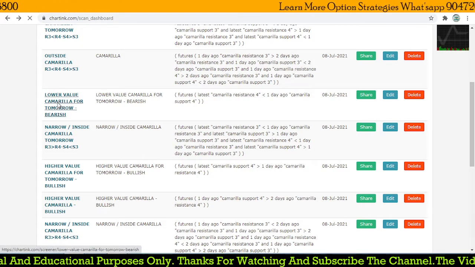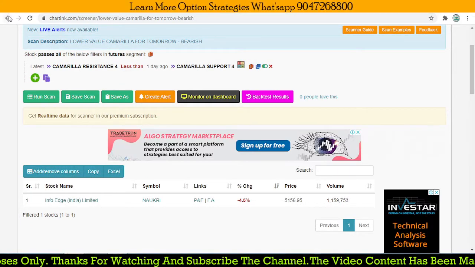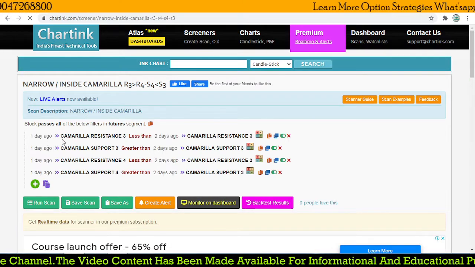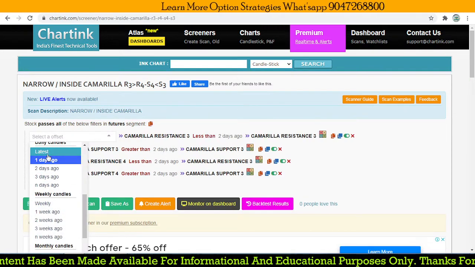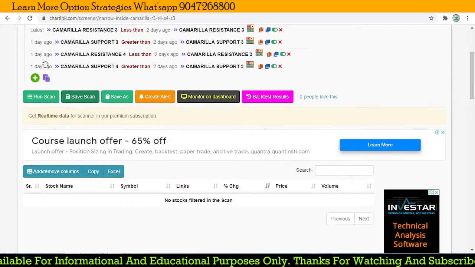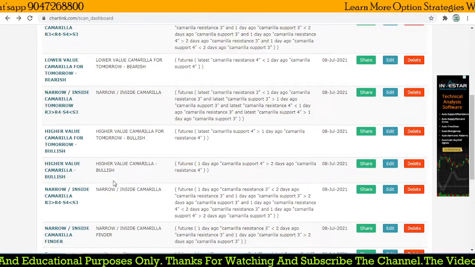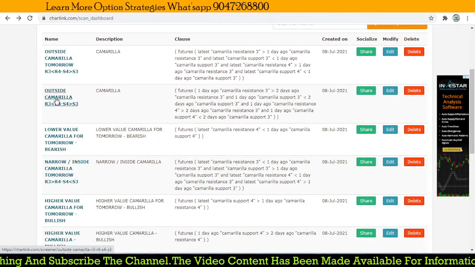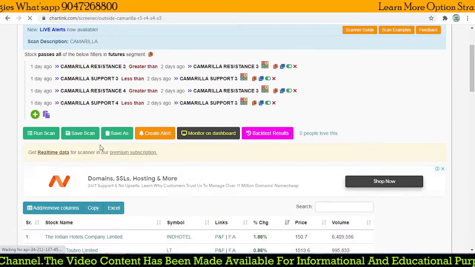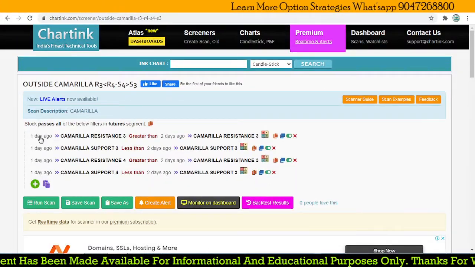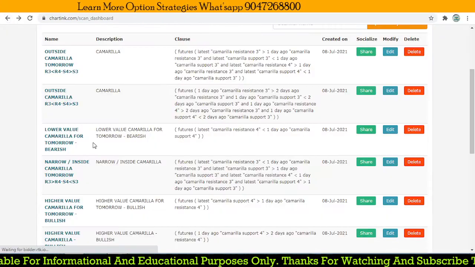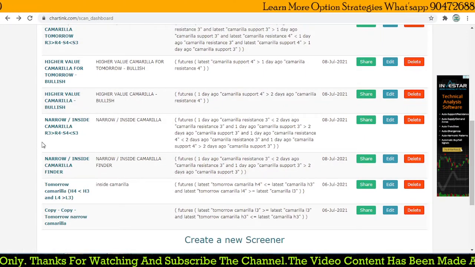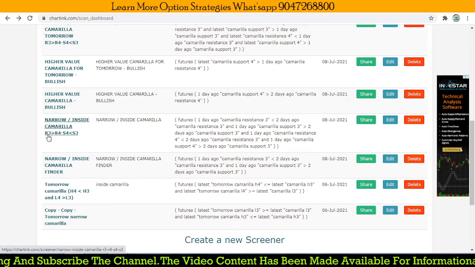Let's check the other lower value stocks: simply Info Edge, and the narrow stocks which you have already seen. You can go back through the video and find the higher value and outside value. Outside value is very important, a strong bullish stock. For narrow value, we can go for a breakout kind of trade.